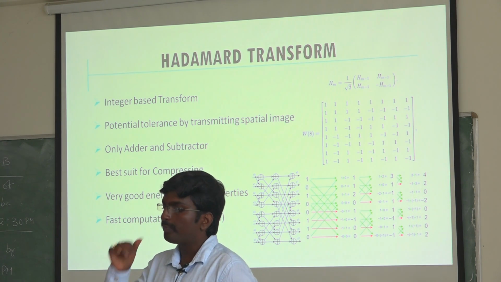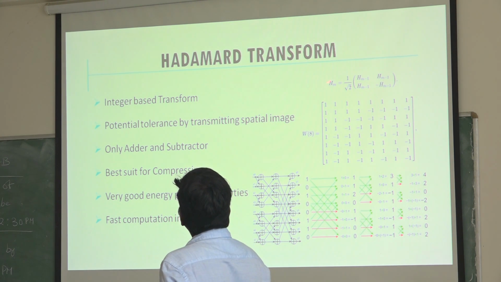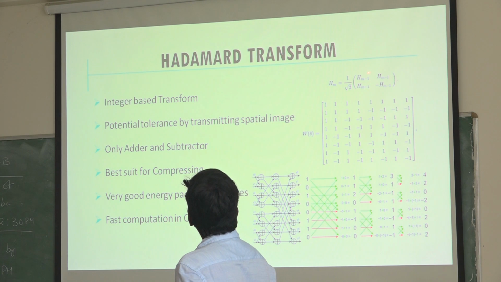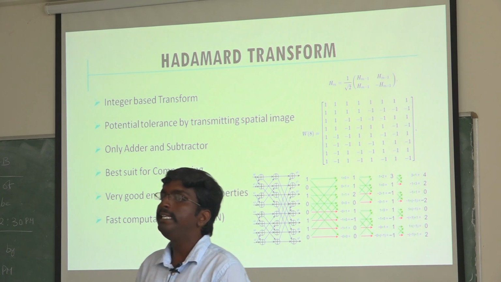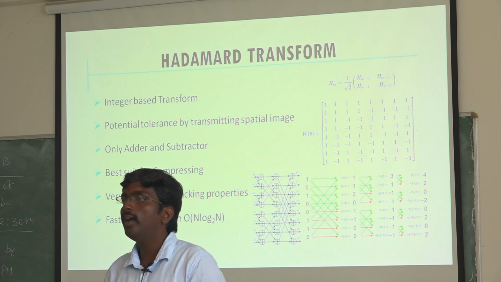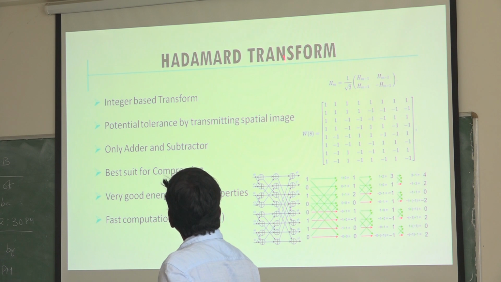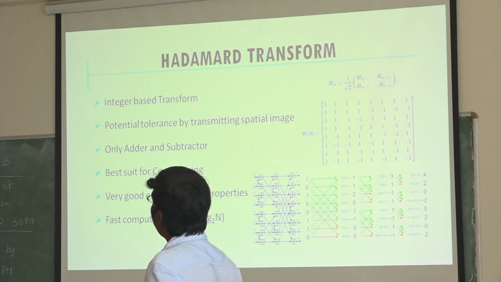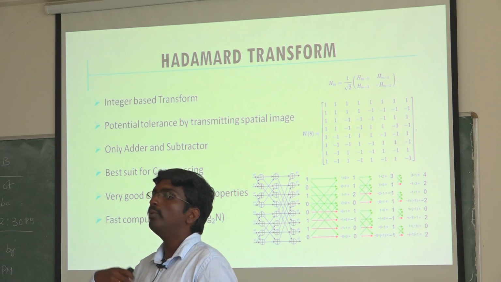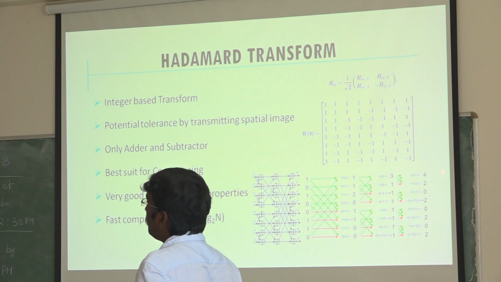So, Hadamard transform. This is the basic Hadamard matrix. Here HM is replaced with 1, because the Hadamard transform is an integer-based transform, as I said, and it has only the coefficients 1 and minus 1. Initially the basic 2 cross 2 matrix is 1, 1, 1, minus 1. If you want to build for higher order, this matrix will be replicated.